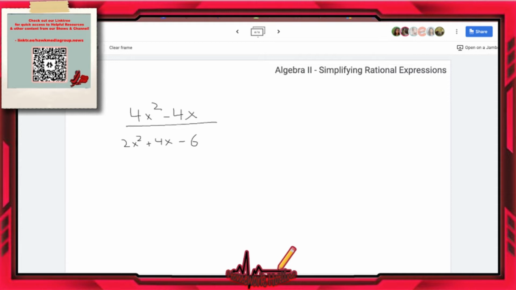So to start, we can start with our numerator, and we have to take out a GCF here. And the GCF in our numerator can be 4x. And that'll leave us with x minus 1. And now we can work on our denominator. There's also a GCF we can take out. It's very important to take out GCFs. It'll make your life a lot easier. So we can see that there's a 2 we can take out. That'll give us an x squared plus 2x minus 3.